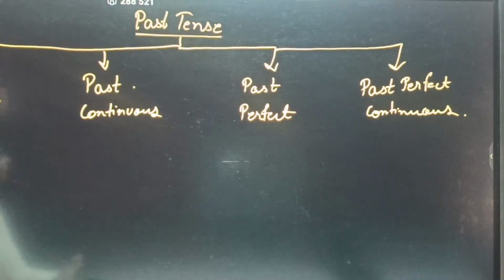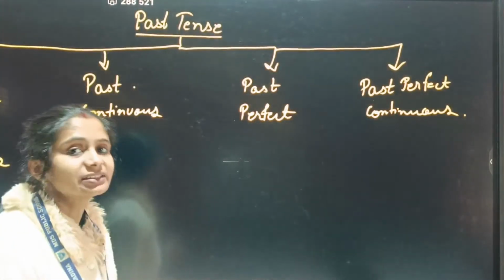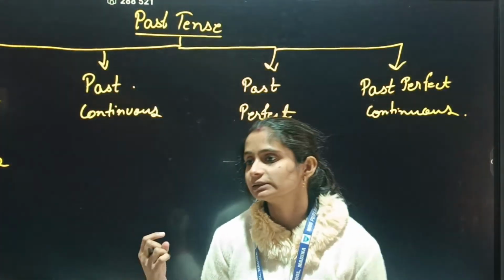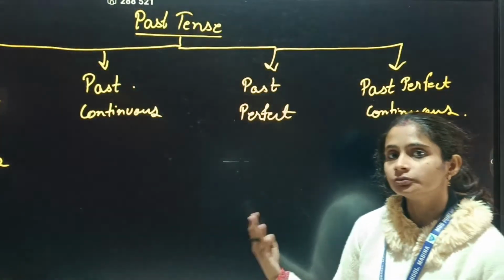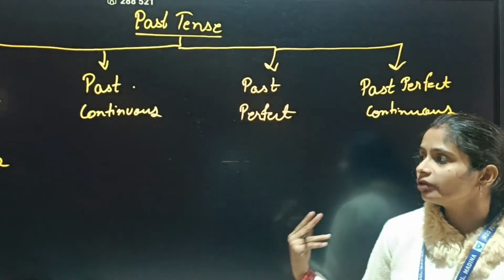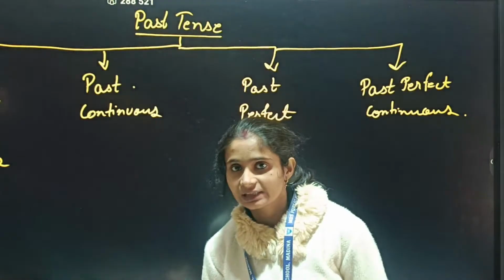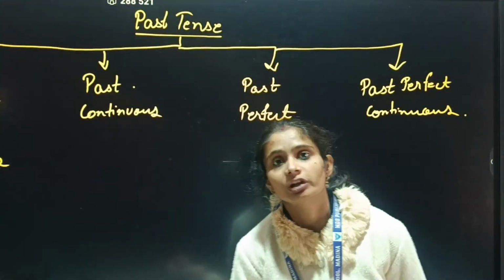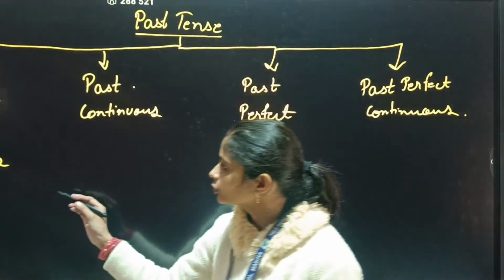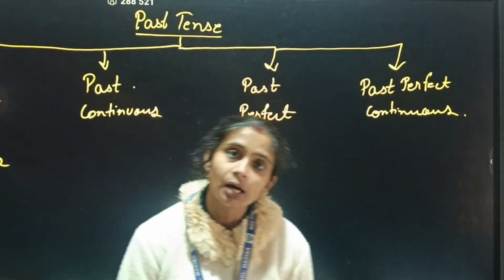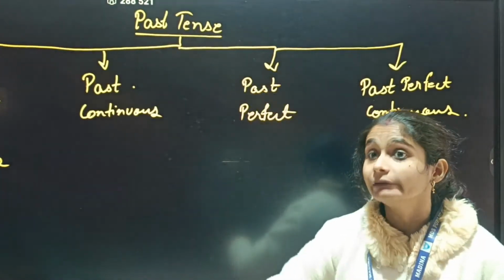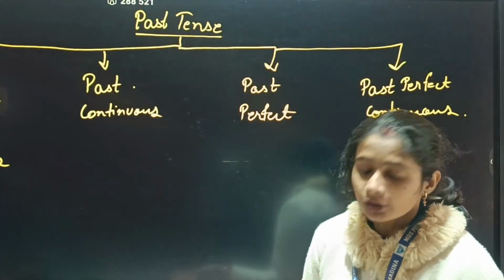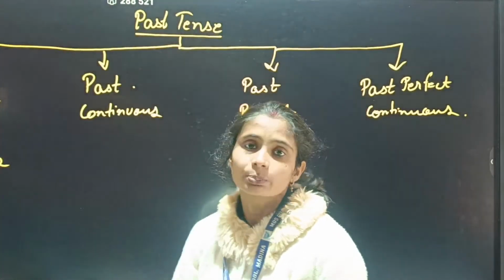The structure of simple past is subject plus verb second form. As we have already seen in our previous class, there are five forms of verb: verb first form, second form, third form, fourth form and fifth form. Verb second form stands for past form. For example, the past form of go is went. Similarly, we write verb second form along with the subject. For example, I worked, I sang. These are examples of simple past.